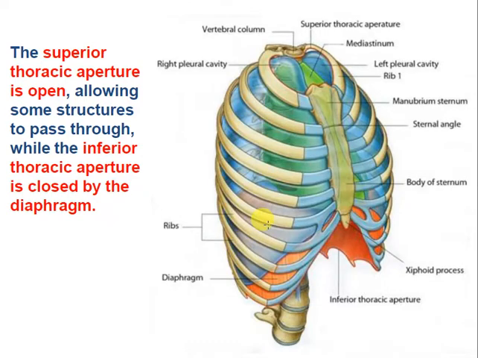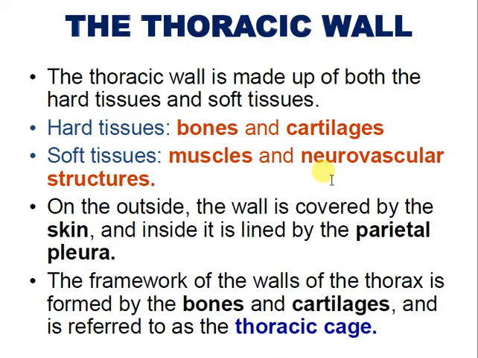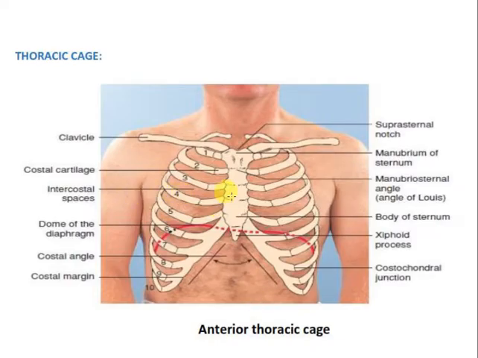The shape of the thorax is formed by bones and cartilage, and that's why we call it the framework. By a single name, it's called the thoracic cage. This is how it appears. As you can see, the ribs and sternum, manubrium, and xiphoid. All of this is the sternum, but it has some parts, ribs and costal cartilages. All of these make up the thoracic cage.